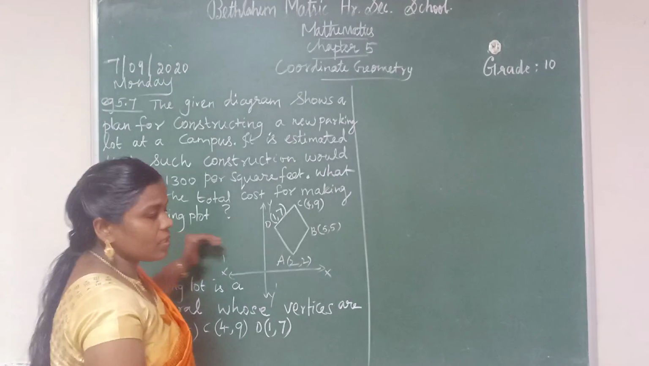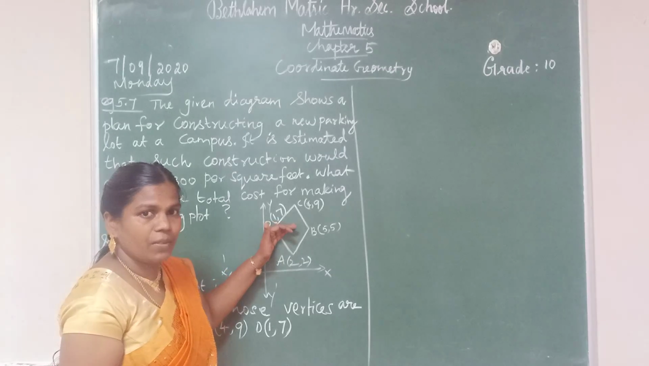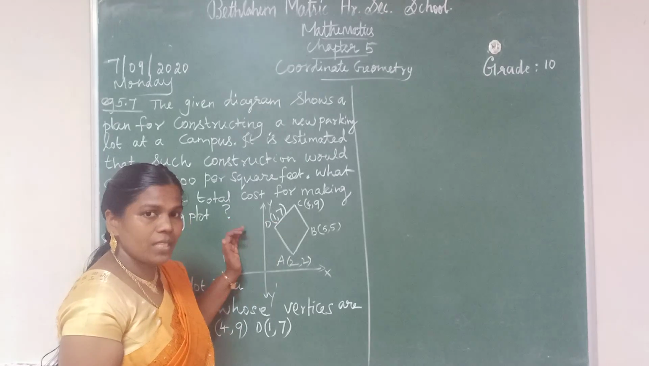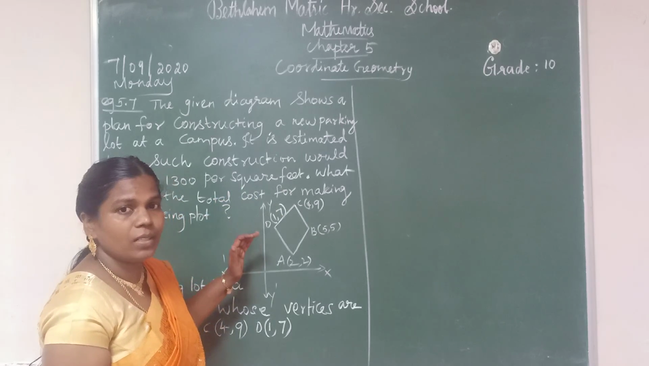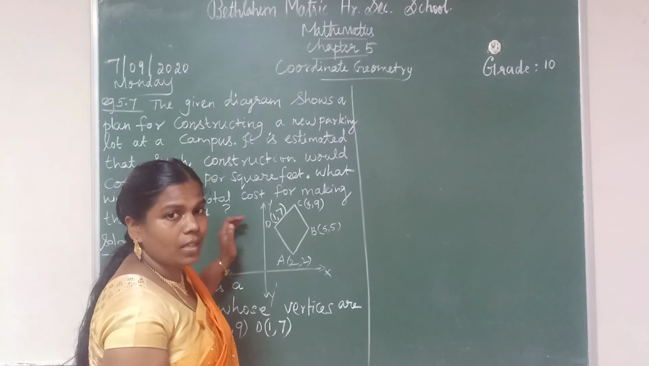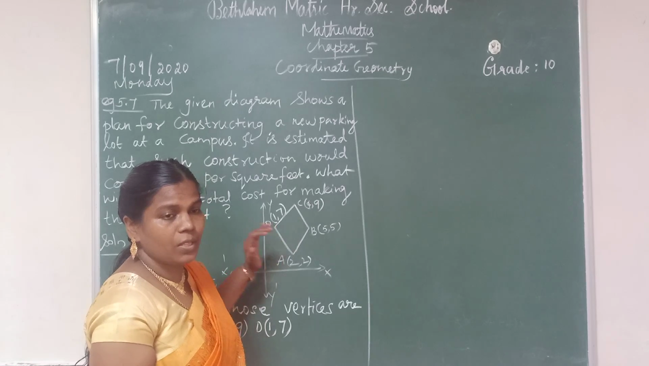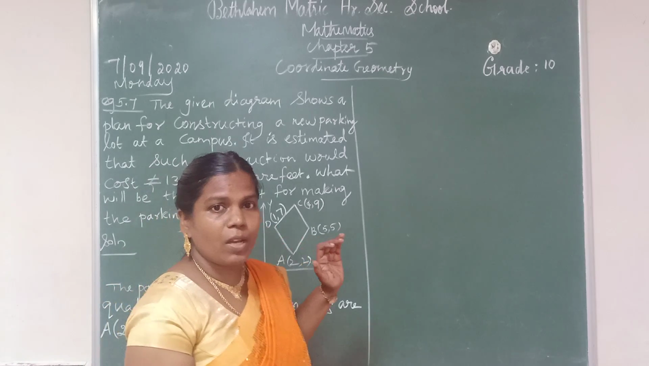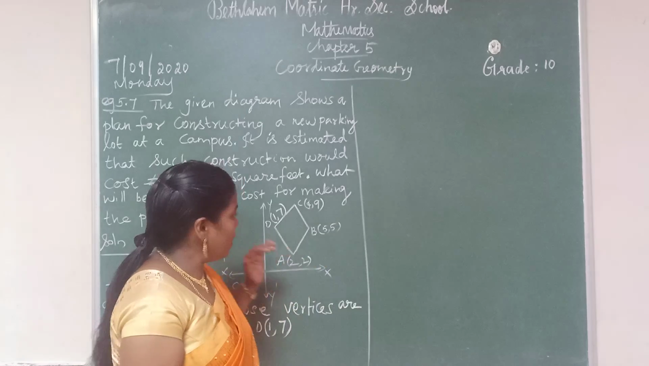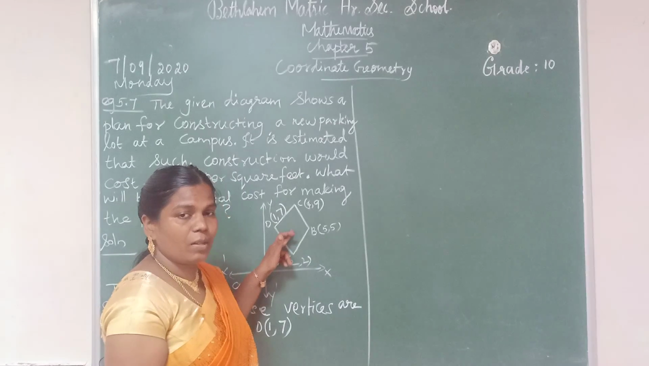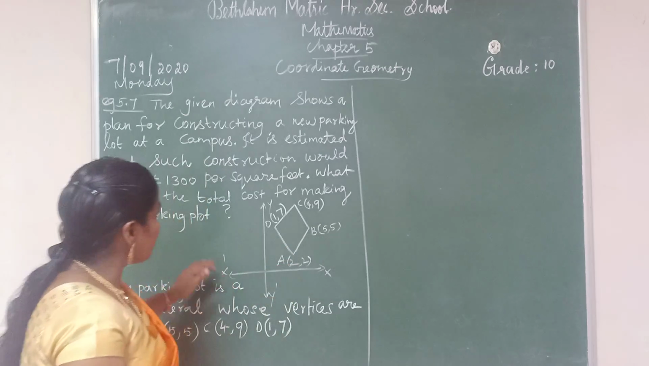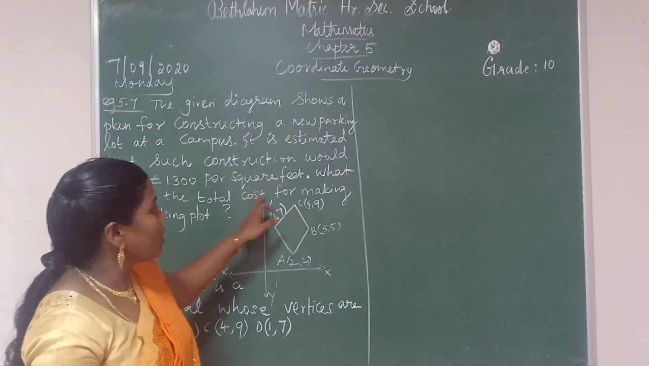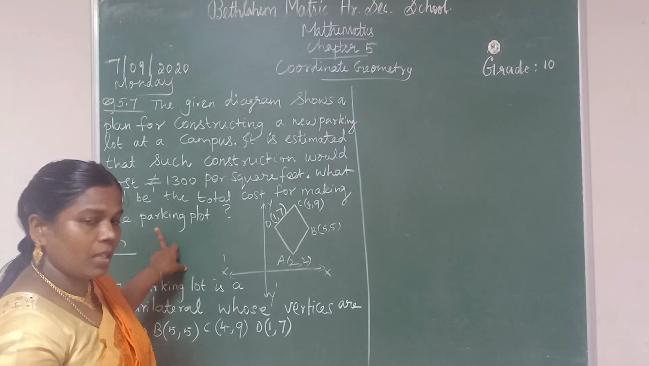So the parking lot is given, the area is not given. But it is in the shape of a quadrilateral, also mentioned. So first of all we have to find the area of the parking lot, means area of quadrilateral. Using the area of quadrilateral formula we have to find out the area of the given parking lot. Question is, what is the total cost for making the parking lot?